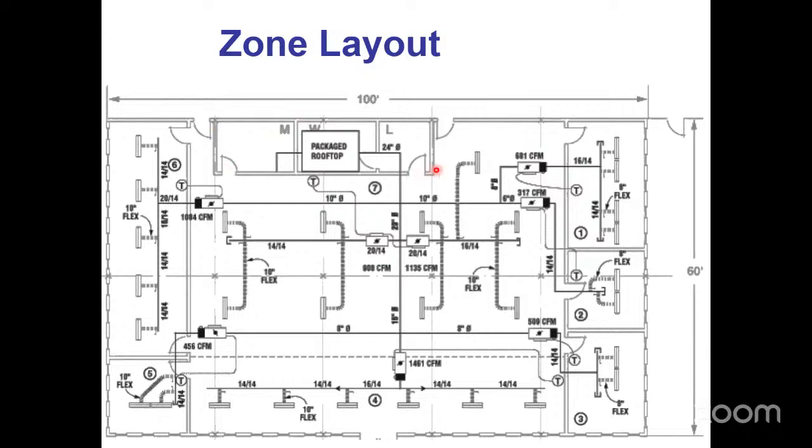Plus, this is the bathrooms over here. So that kind of takes that out of the equation. But they got one zone right here, a VAV zone with an electric heater, and that's servicing the west.